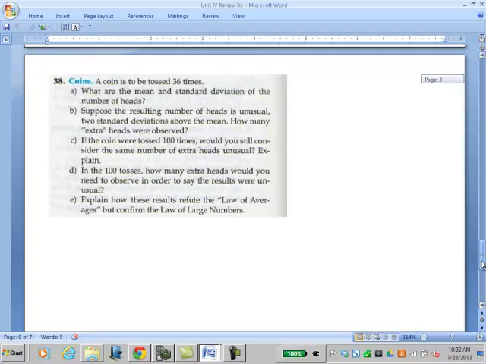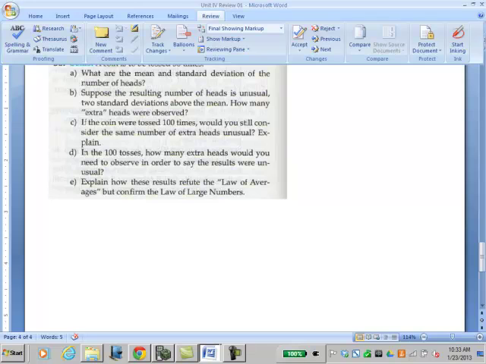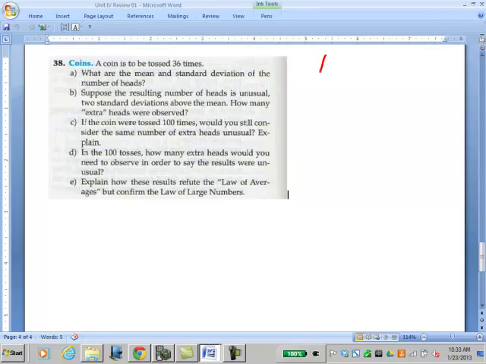Okay. Now, what I'm going to do here is, you're going to toss a coin 36 times. Great. The first thing I want to do, let's call H a discrete random variable that describes how many heads you get when you toss a coin a number of times, okay?